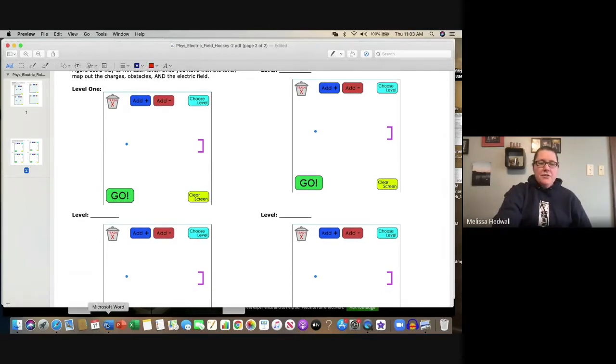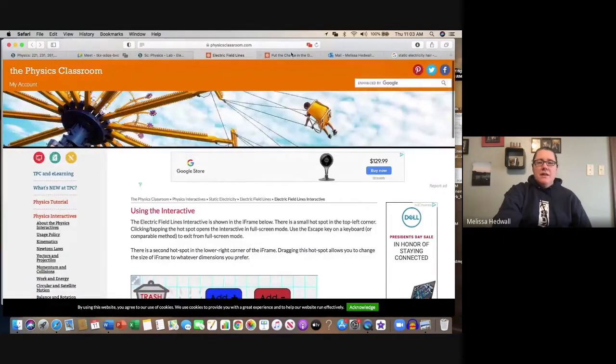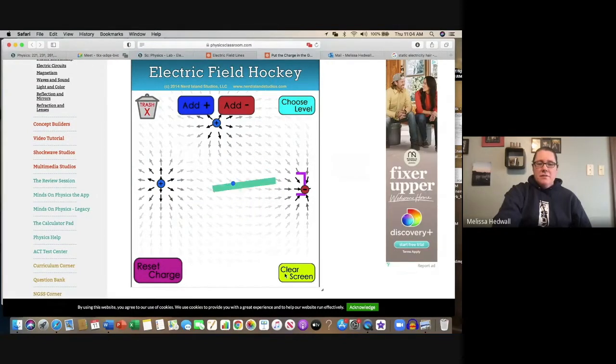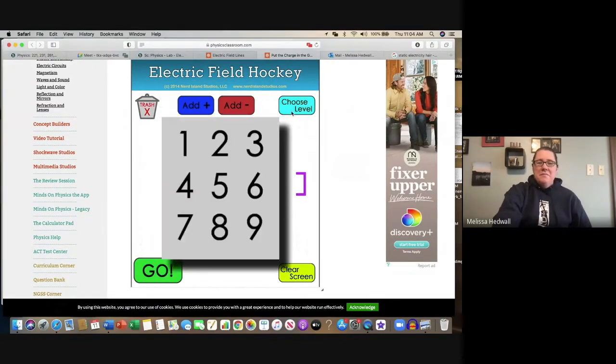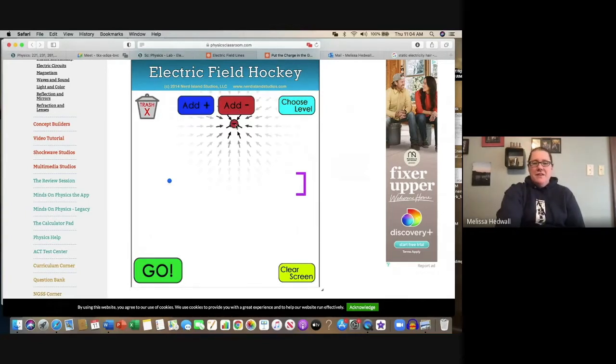And this one, you're using a different link on this. It's still on the page. It's the one that looks like this. I'm going to go ahead and clear this completely and go back to level 1. And so if you have it, go ahead and pull it up. Level 1, you're just trying to get the puck into the net. There are no distractors along the way. You have a couple of different ways you can do this. You can take the negative and say, well, positive attracts to negative, so you can put that back there.